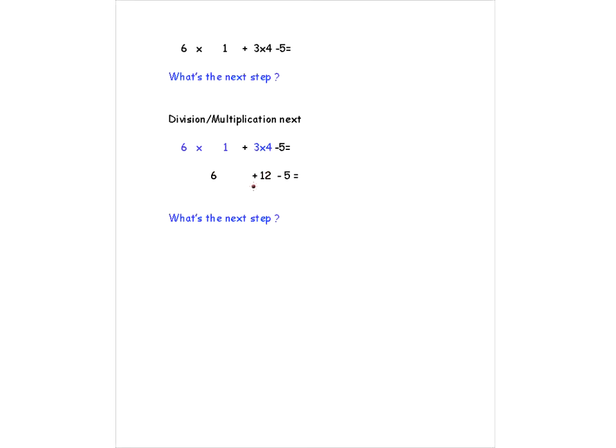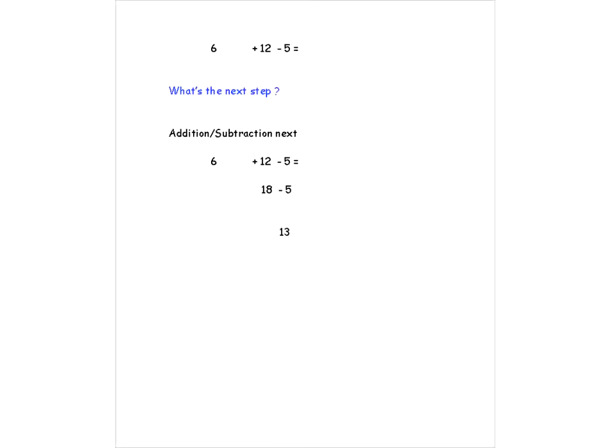And then we have this, where we just have addition and subtraction left. So we just do the addition first. 18 we're going to get, and then we do the subtraction. 18 minus 5 is going to give us 13. Okay, so that wasn't too bad, eh? Just keeping track of the BEDMAS stuff.